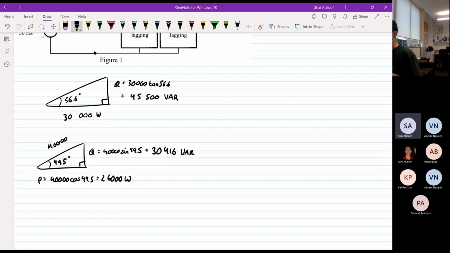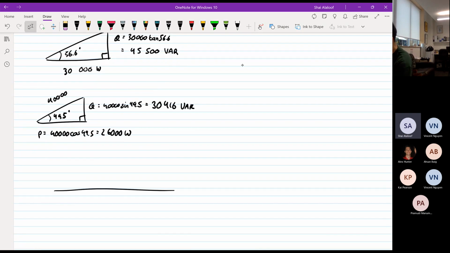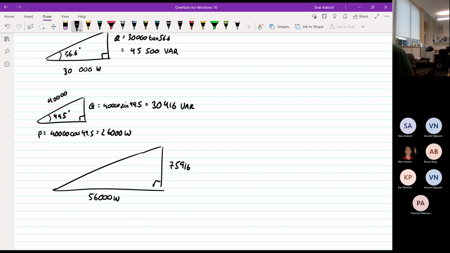VAR. Okay, so now that you have these two power triangles, since average power and reactive power are separate, you can just add them separately. So 30,000 plus 26,000 gives you 56,000 watts. And then you've got 30,416 plus 45,500, which is 75,916. Cool.